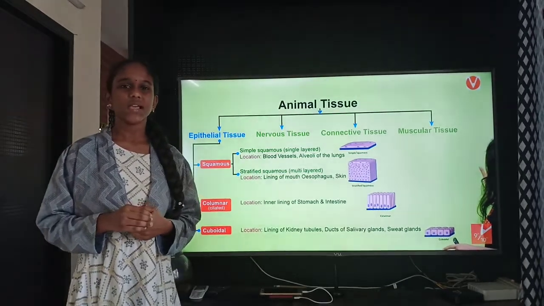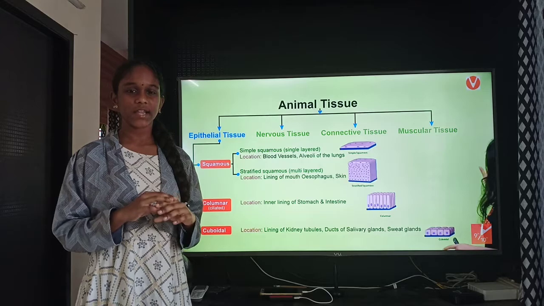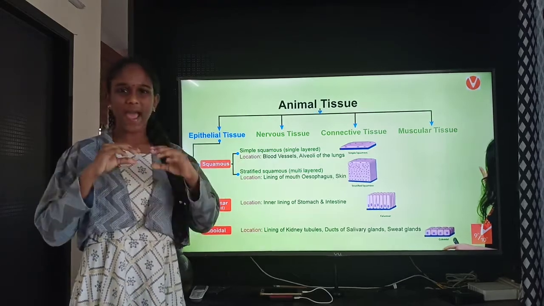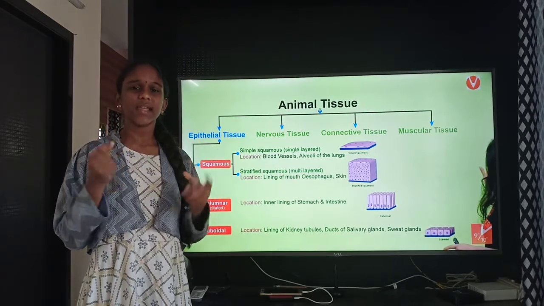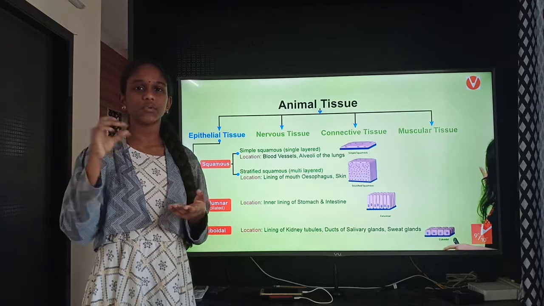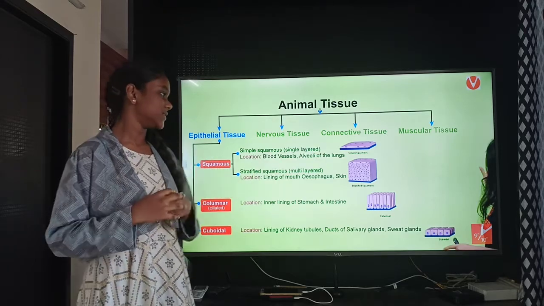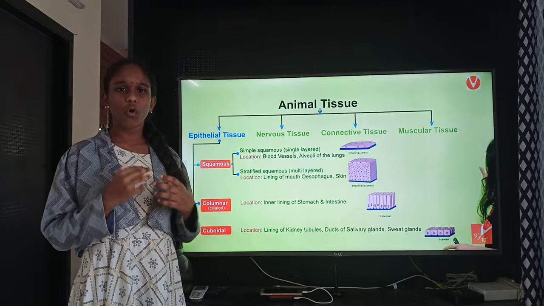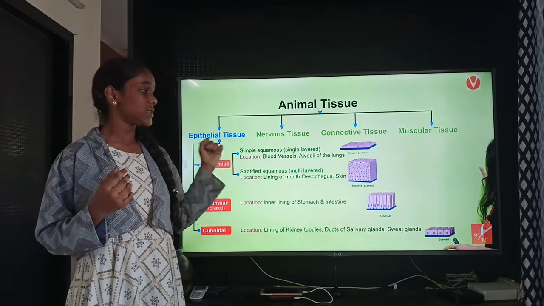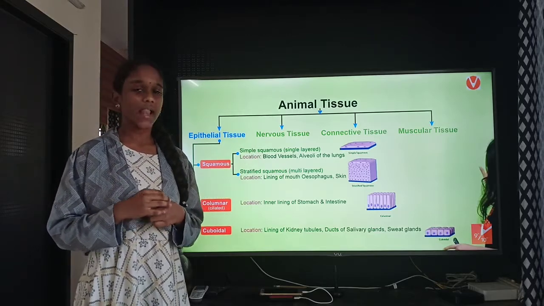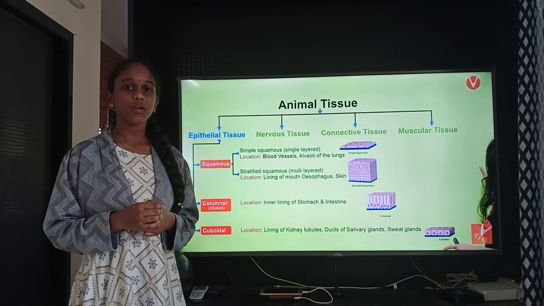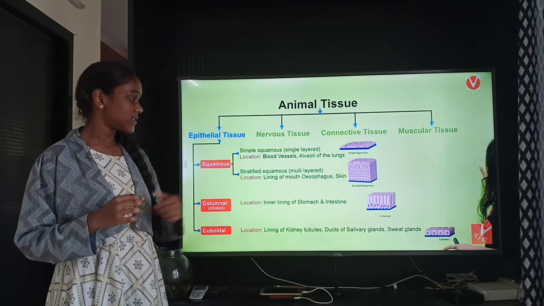Simple squamous is only one layer. It means it has a layer and then it has some small nucleus on it. You can find it like that. And now what is its location? Its location is in blood vessels and alveoli of the lungs. Now let's talk about stratified squamous.